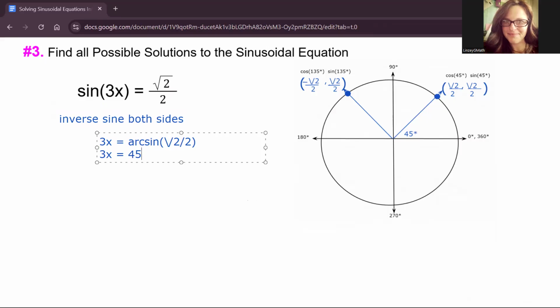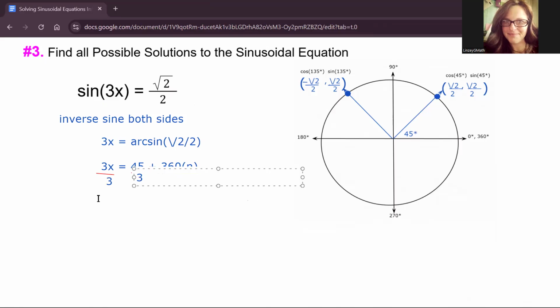Now, 45 degrees plus any number of revolutions around the circle. So 45 degrees plus 360n. But that's equal to 3 times the angle. So we have to divide every term by 3 to solve for just x. And we get x is equal to 45 divided by 3 is 15, plus 360 divided by 3 is 120 times n. So this is our first solution set.